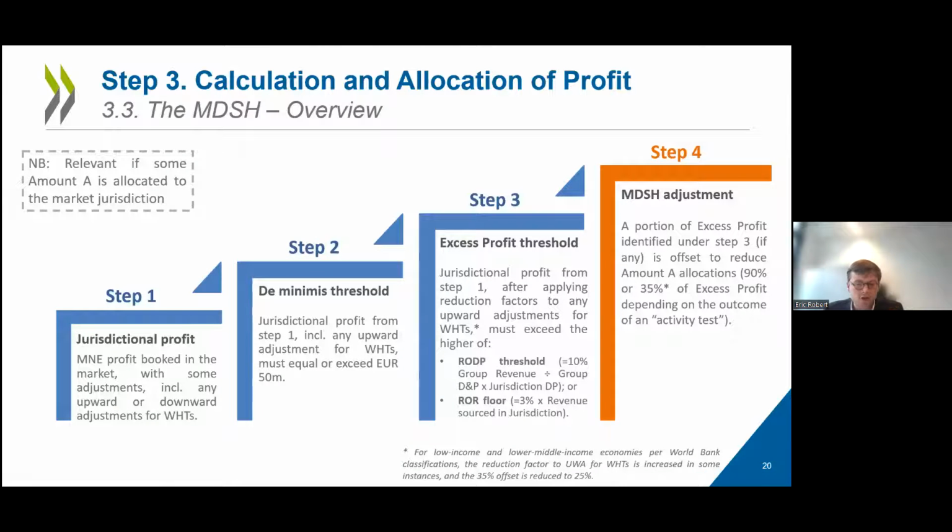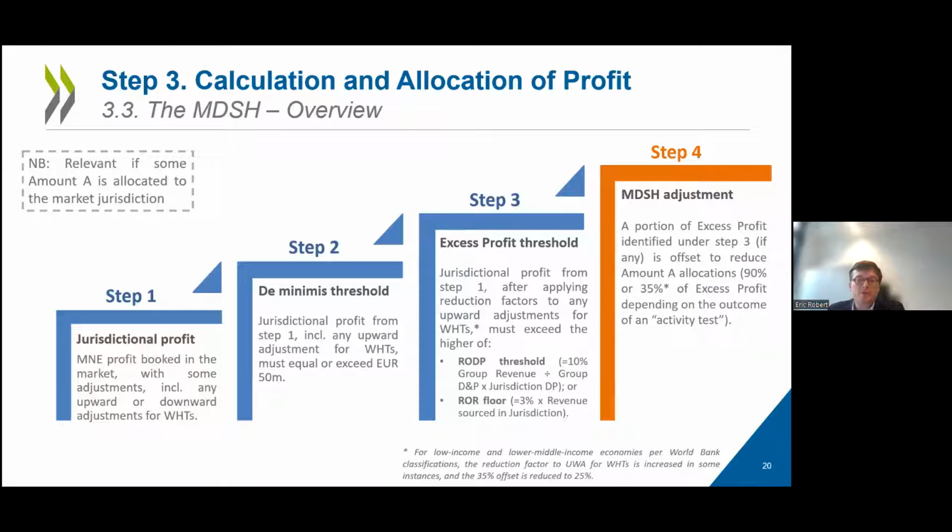Given that obviously what you're trying to do here is to look at the profit that sits in the jurisdiction that is potentially taxed, to assess whether there's any excess profit in those jurisdictional profits that could be duplicative with amount A profit allocations. And to compute that jurisdictional profit under step 1, we start from a locally booked profit and we make some adjustment. And I will come back to that.